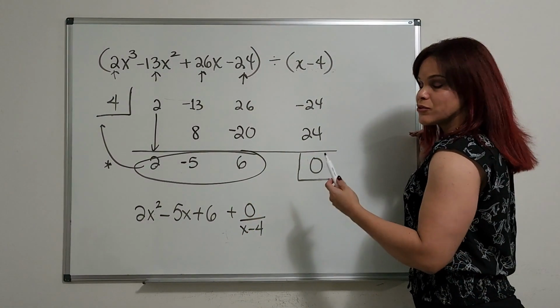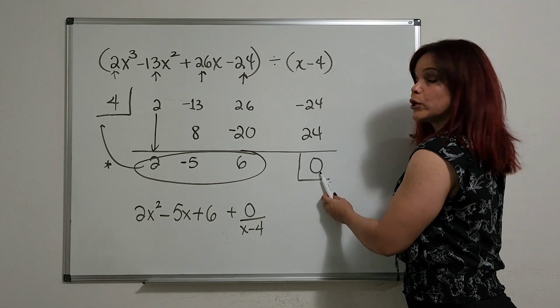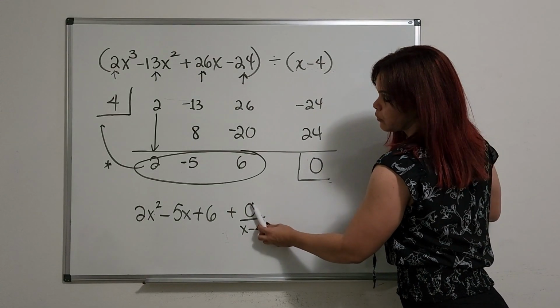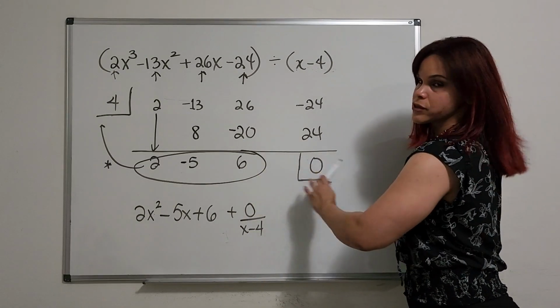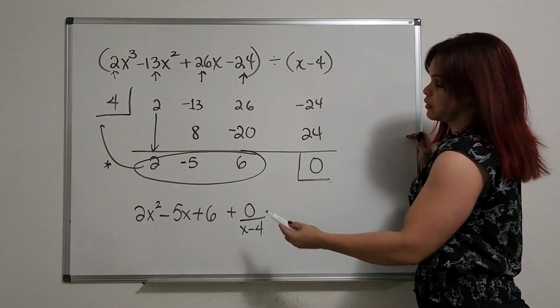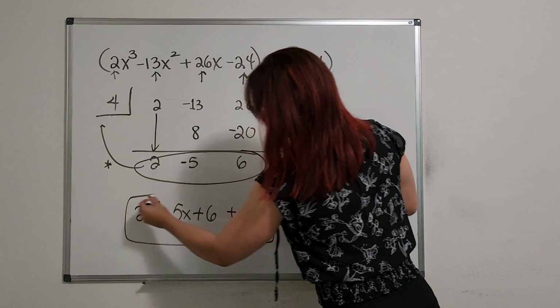This doesn't need to be 0. It can be any real number. So we just write the real number here over the divisor, and then we have the format of the resulting division. And there we go.